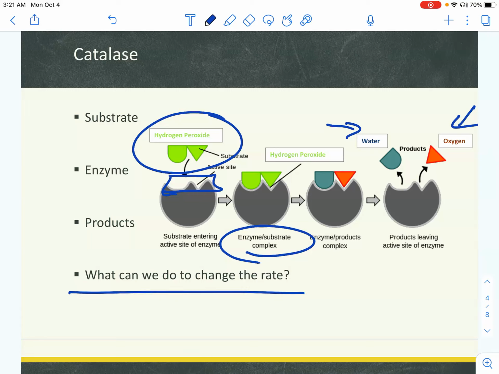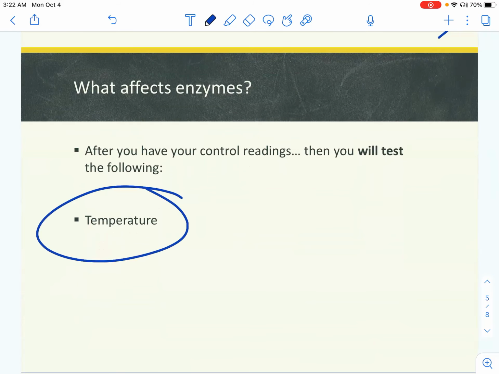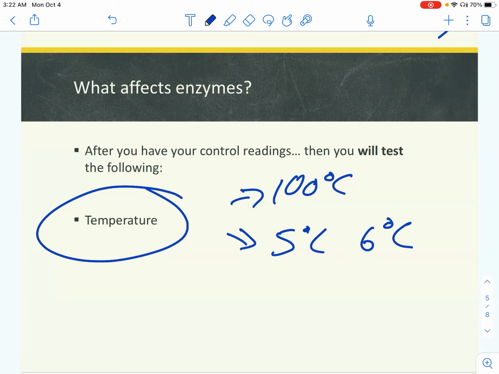So what can we do though to change the enzyme? This lab was all about what affects enzyme activity. And so we tested out temperature. One was boiled, which was 100 degrees Celsius. One was at room temp, and then one was cold. I forgot exactly what each class was, but one was like 5 or 6 degrees Celsius, very cold. So we investigated what affects enzymes, and we investigated temperature.